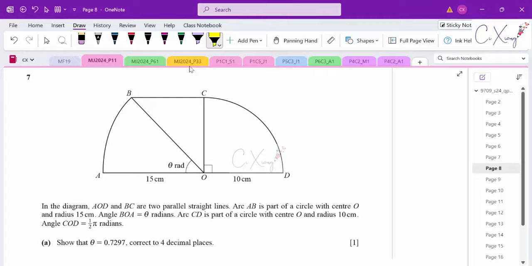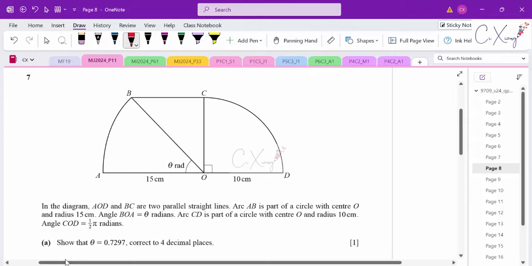The arc CD is part of a circle with center O as well, and the radius is 10. Angle COD is half pi radian. Half pi radian means 90 degrees. Okay, so for the first question, they want you to show that theta is equal to 0.7297, correct to 4 decimal places. To show theta, maybe I want to use this triangle to help me.